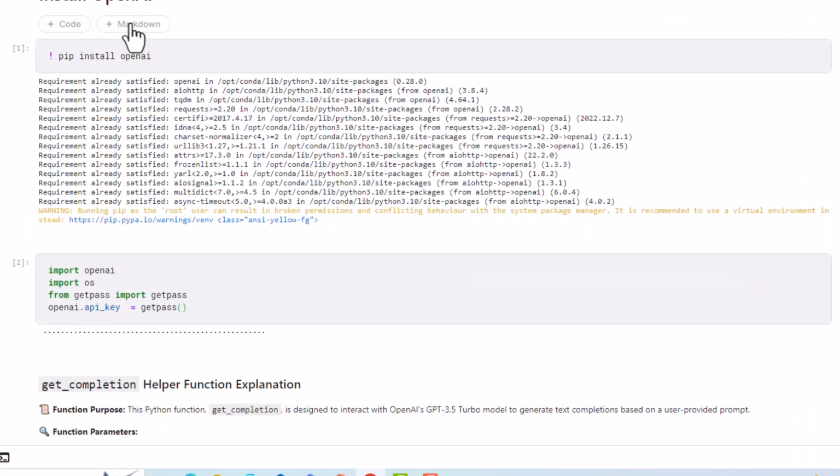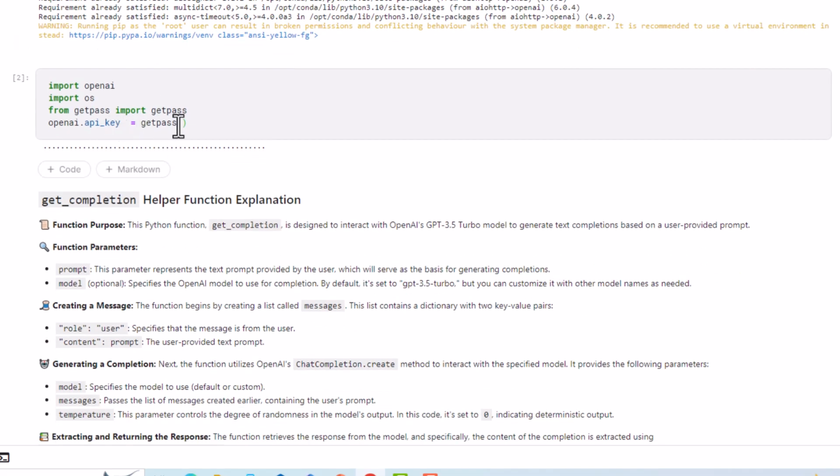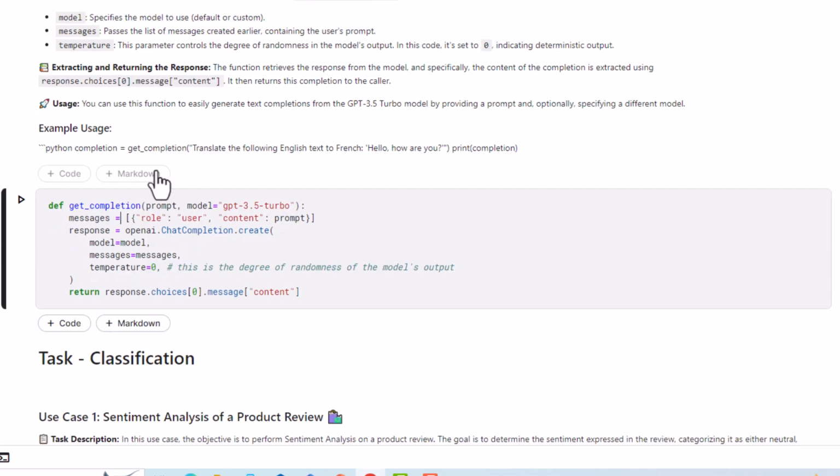So first, you need to install the OpenAI library. So you will do pip install openai and then you will add your OpenAI key. Now I have created a helper function called get_completion. What this will do is it will take your prompt as an input. It will take a default model as GPT-3.5 Turbo.